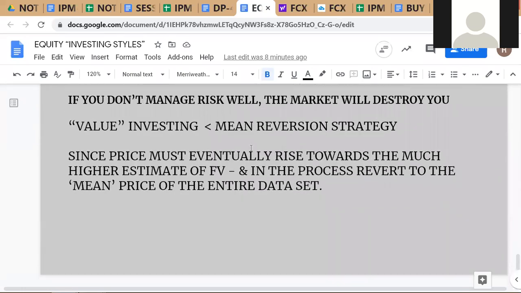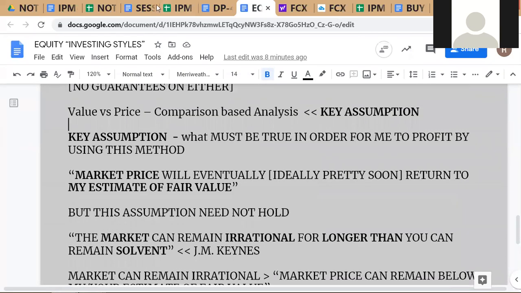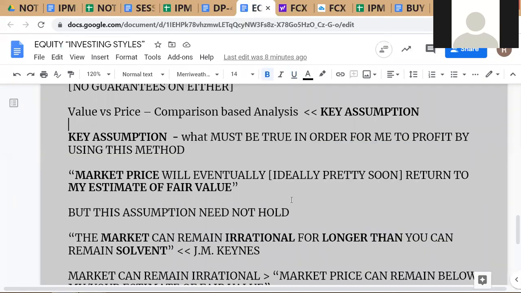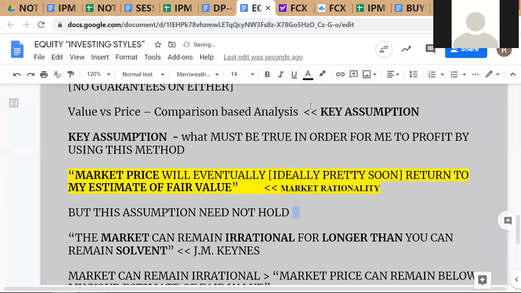And this is the part where I've said, okay, so this critical assumption, I'm going to put this here, this is the assumption of market rationality. I'm going to put it in the other one also, okay? I'm going to put it in your equity investing styles note also. So the market price will eventually return to my estimate of fair value. And let me put this in some colored background so that people understand that this is important. Okay, what color should we use? Okay, let's use yellow. I think yellow is too bright. I'll use blue. Cyan. Okay.